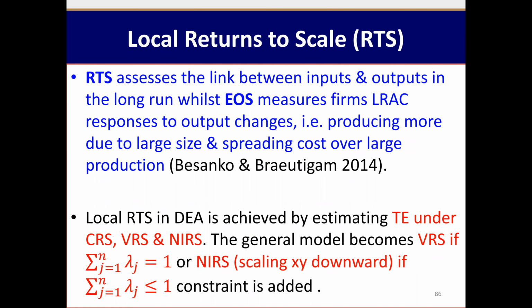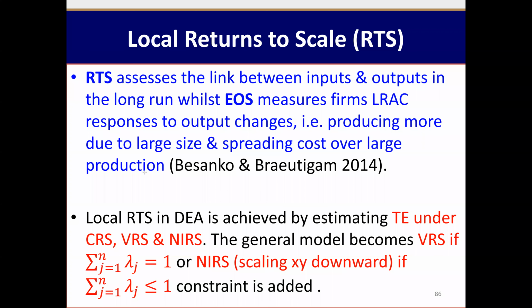Before you can do the individual local returns to scale, you first have to understand the industry one. So how do you do that? Well, the general DEA model, without adding this constraint, what is the constraint? The constraint is that the weighted sum of the lambdas, the lambda j you see here, is equal to 1. Without adding this constraint, you have constant returns to scale.